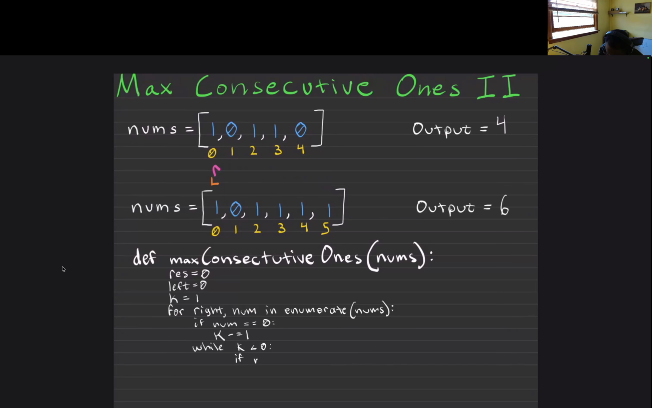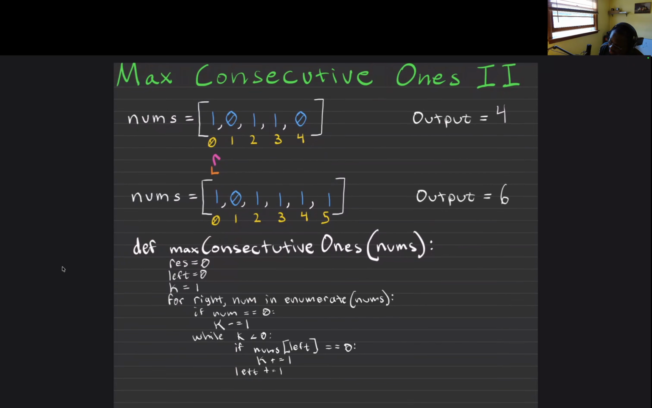If nums at our left anchor, because this is a sliding window approach, if that's equal to 0, then we'll flip it back. So k plus equals 1, and then we say left also plus equals 1. Make sure you do it at this indentation level.